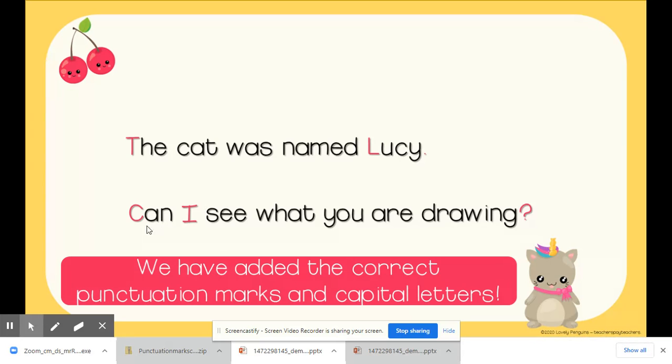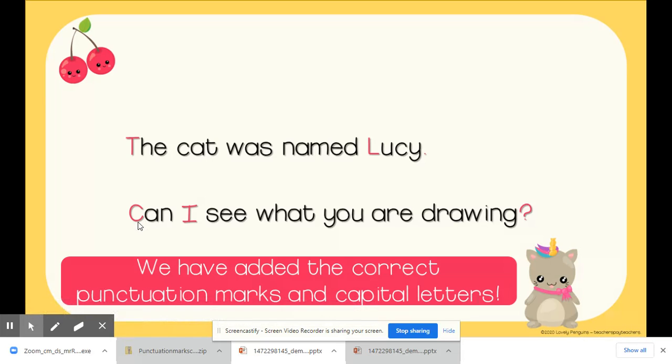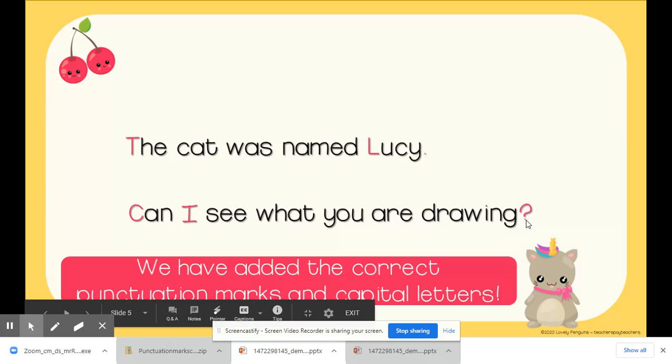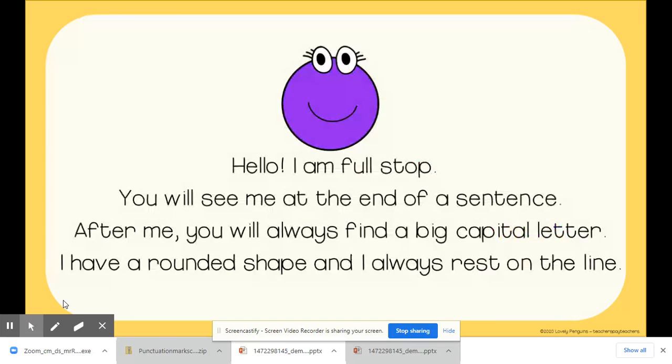When I look at this sentence, can I see what you are drawing? There's a capital C in the beginning of our sentence. We also have a capital I because that's like a person's identity, their name. Instead of saying Lucy, we say the word I, but it means a person, a certain person. So we always make that I capital. And since we're asking a question, we put a question mark at the end. So very quickly, we're going to go over these.